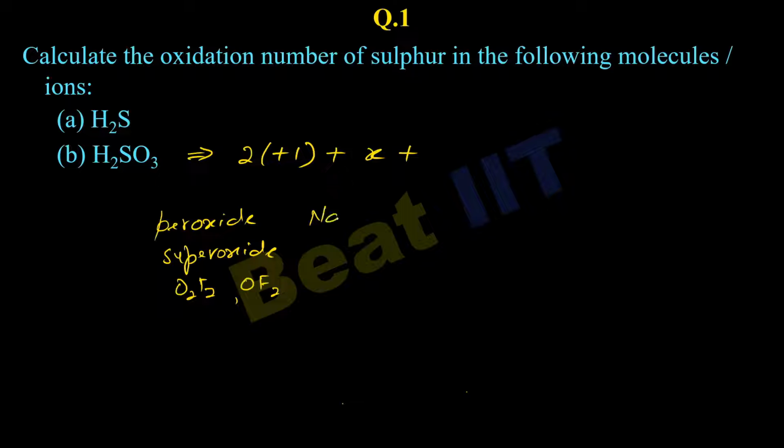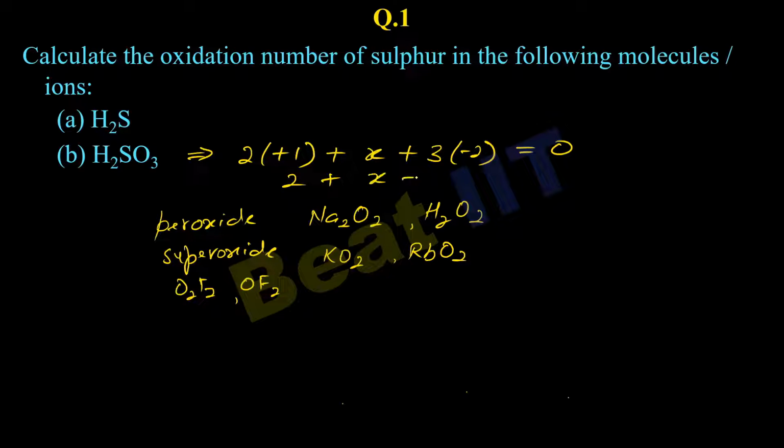Peroxides are of the type Na2O2, H2O2. Superoxides are of the type KO2, RbO2. But here it is a normal oxide. It means the oxidation state of oxygen will be -2. But we have 3 oxygens, so 3 times -2. The sum of all oxidation states will be 0. It means 2 plus X minus 6 equals 0. That is, X will be +4. The oxidation state of sulfur in H2SO3 will be +4. H2SO3 is sulfurous acid.